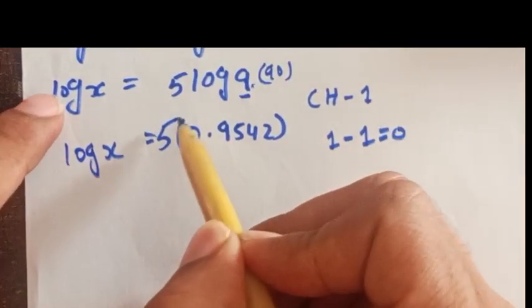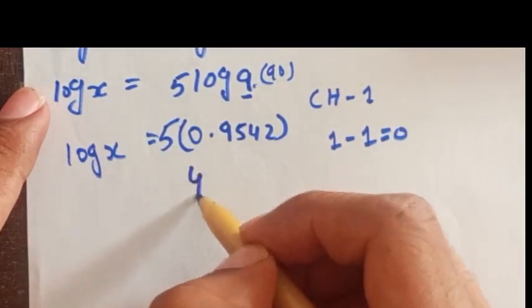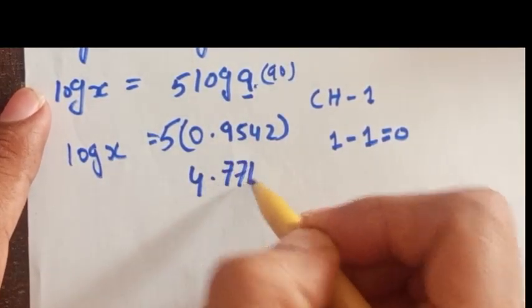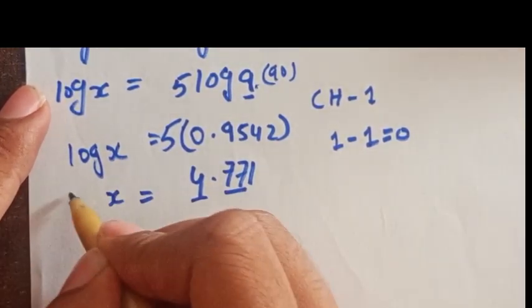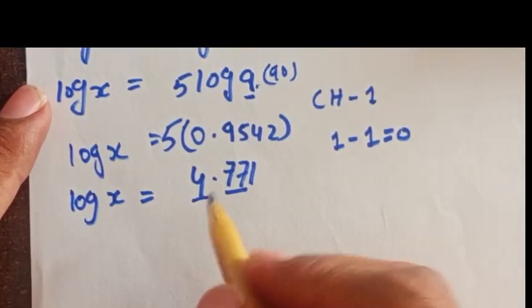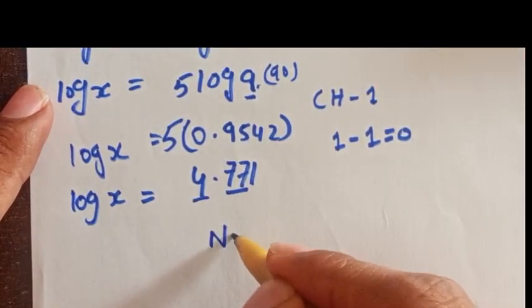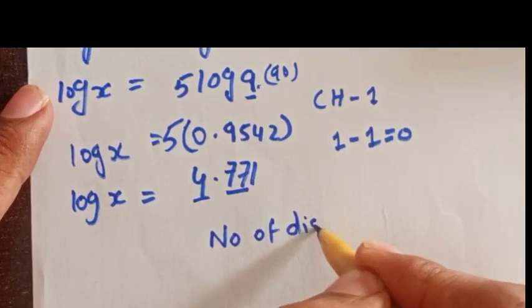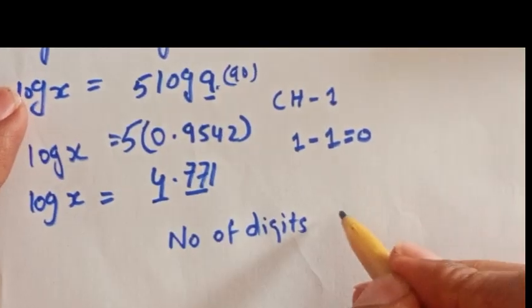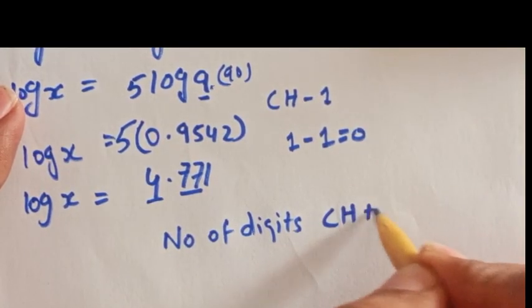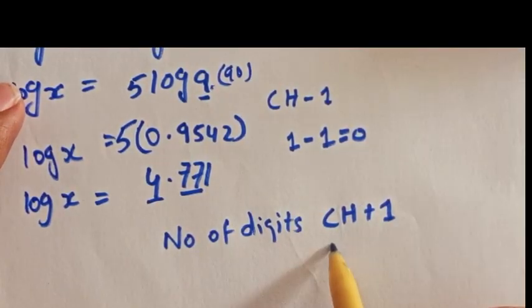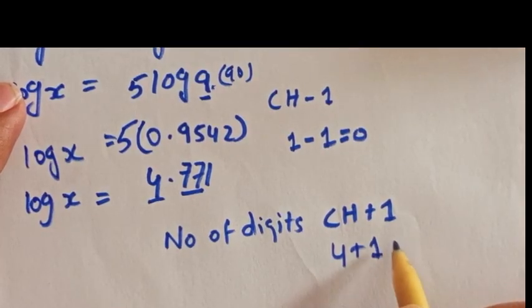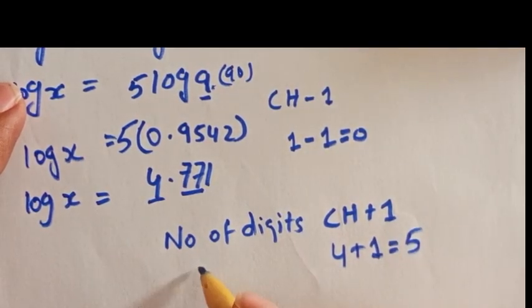By multiplying these two values, I get 4.771. So this is my characteristic and this is my mantissa, equal to log x. So now I am supposed to find the number of digits. I will apply the formula characteristic plus 1. What is my characteristic? That is 4. 4 plus 1 is equal to 5. So the number of digits in it is 5.